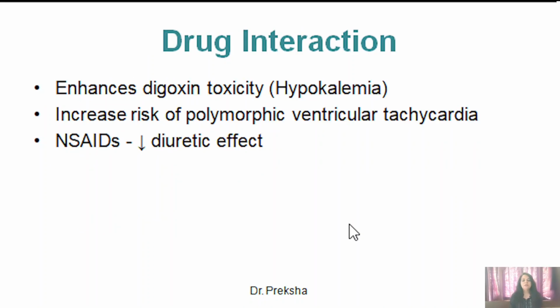Now coming to the major drug interactions with the thiazide diuretics. Thiazides cause hypokalemia and that can enhance the digoxin toxicity, and this ultimately results in increased risk of polymorphic ventricular tachycardia. Thiazides, if they are used along with the NSAIDs, can result in decreased diuretic effect as the NSAIDs are known to inhibit the prostaglandin release from the kidney. So these are the major drug interactions of the thiazide diuretics.